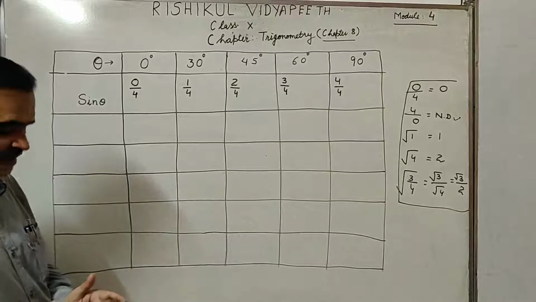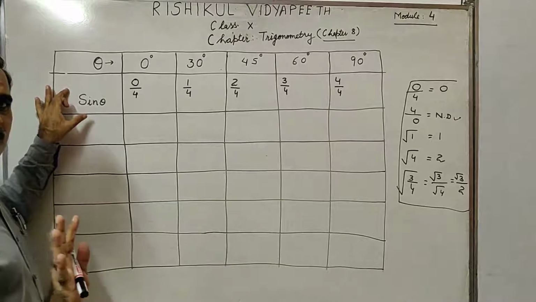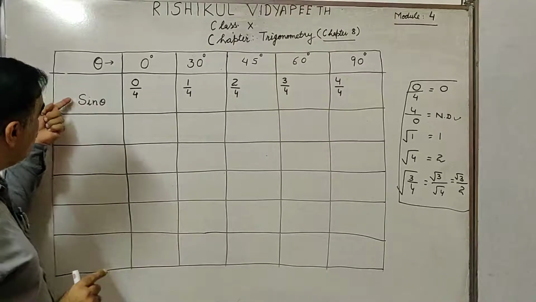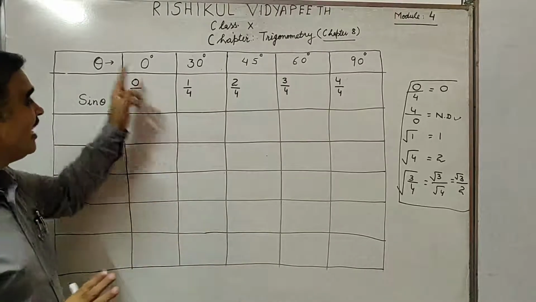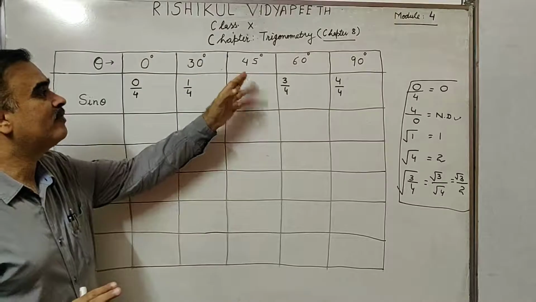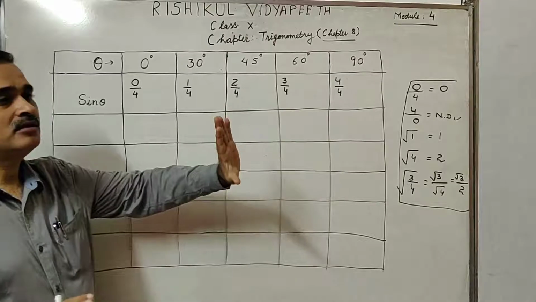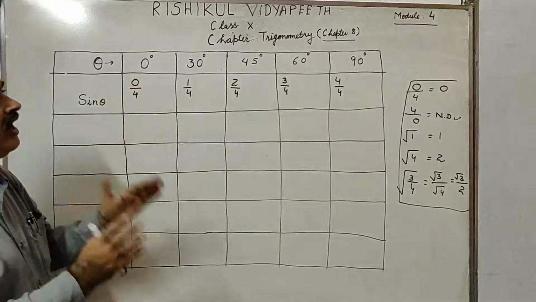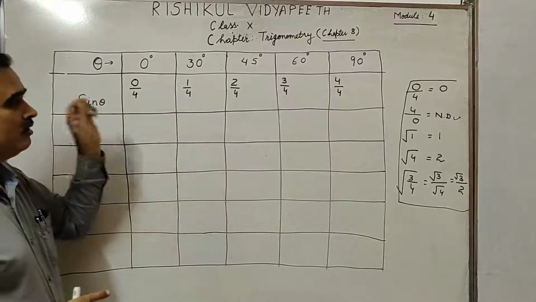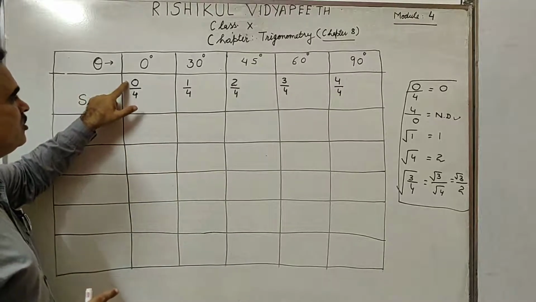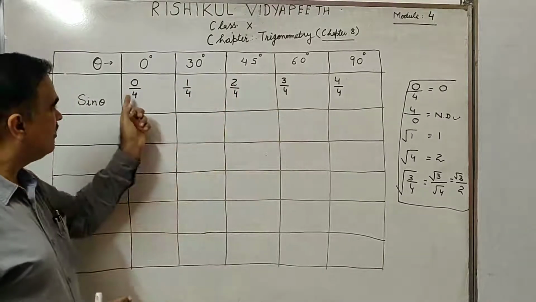Again I am repeating the same line. You write only one t ratio, that is sine theta. And I am telling you that if you know sine theta, then you are able to get all other 5 t ratios values at angles 0 degree, 30 degree, 45 degree, 60 degree and 90 degree. As I told, these are the basics we will use in this, and it is a very easy method to get the value of sine theta. You start from 0, then 1, 2, 3, 4 and divide by 4.